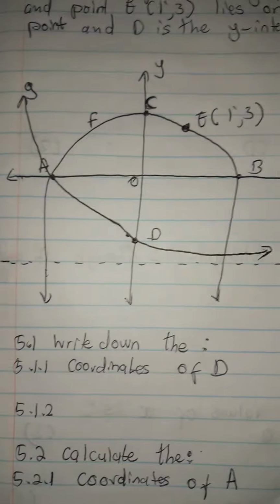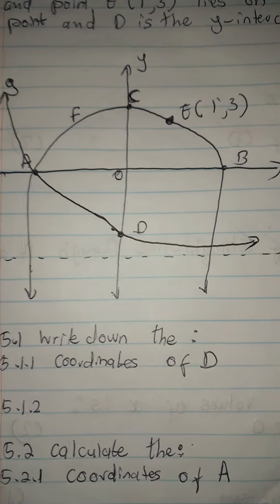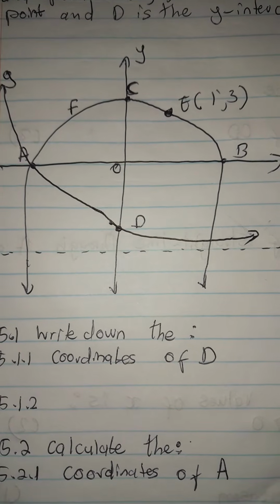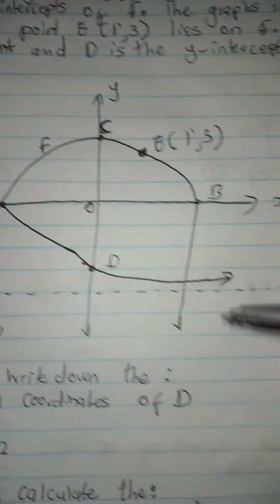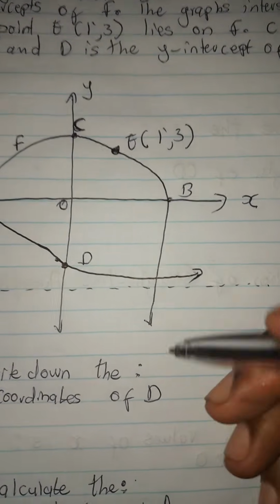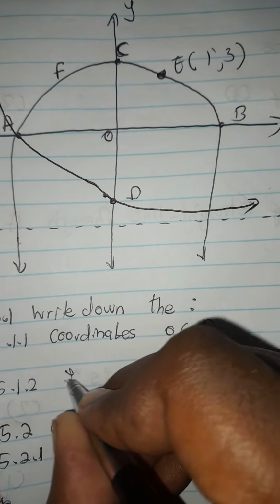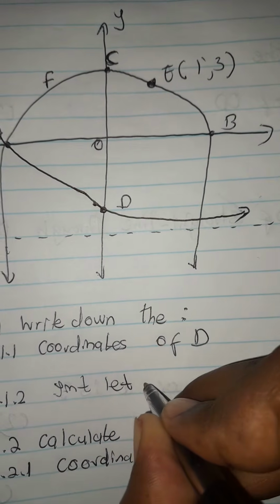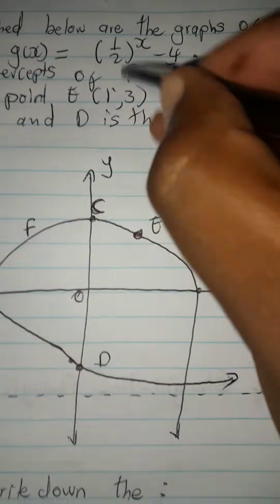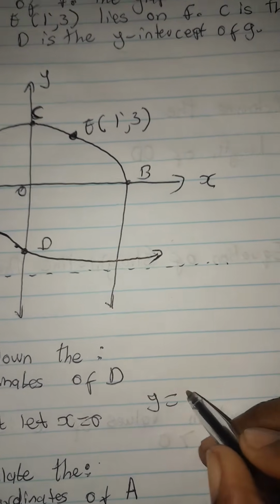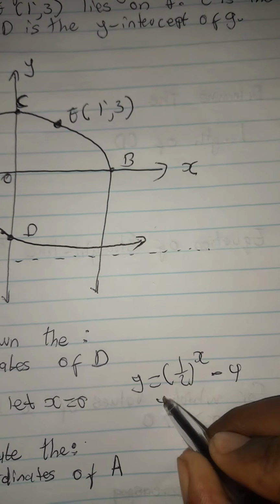Okay, let's put this into practice. Guys, you need to analyze your graph first. We are being told that D is the y-intercept of g, which is the graph of an exponential. Remember when they say D is the y-intercept, this is what we are going to do. For y-intercept, let x be 0. To get D, remember that this is the graph of an exponential, half to the power of x minus 4. So let x be 0.